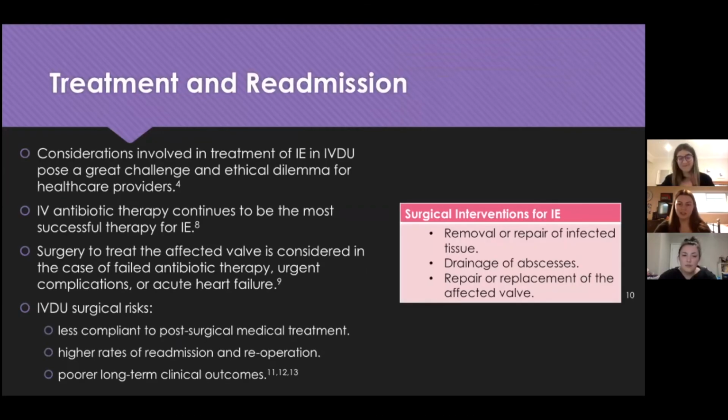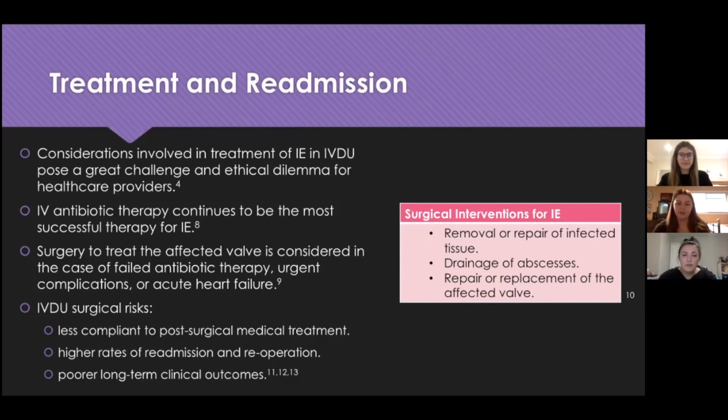Next, I'm going to be talking about the treatment and readmission for infective endocarditis. The considerations involved in the treatment of IE in intravenous drug users poses a significant challenge and ethical dilemma in healthcare providers when deciding treatment. IV antibiotic therapy continues to be the most successful therapy. However, surgery to treat the affected valve is considered.